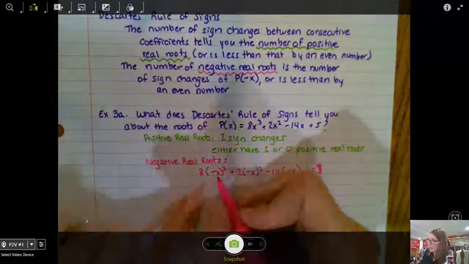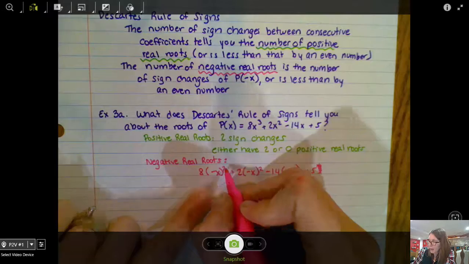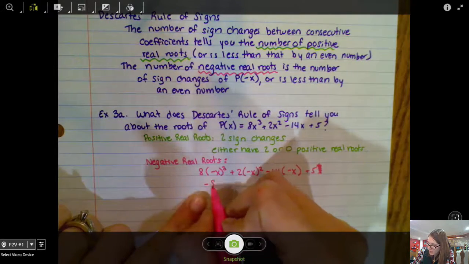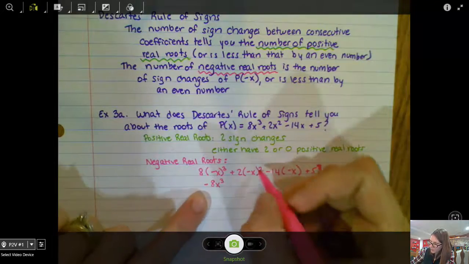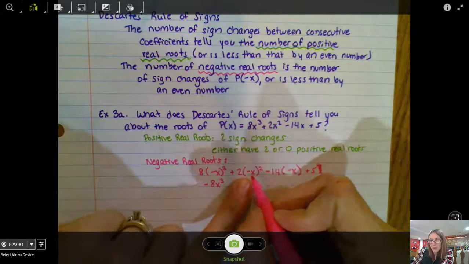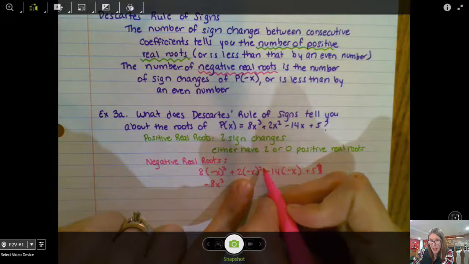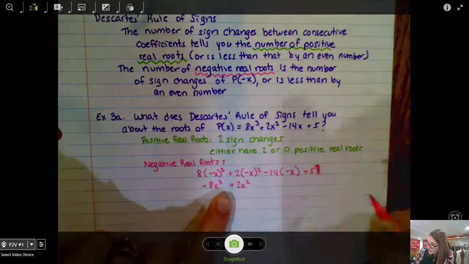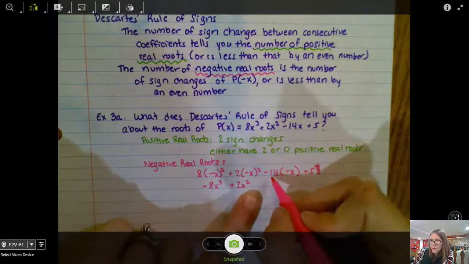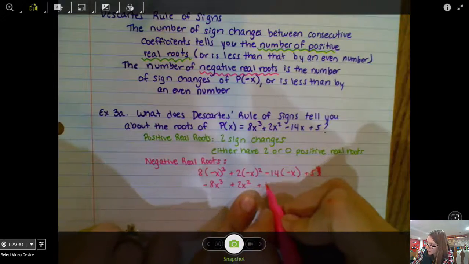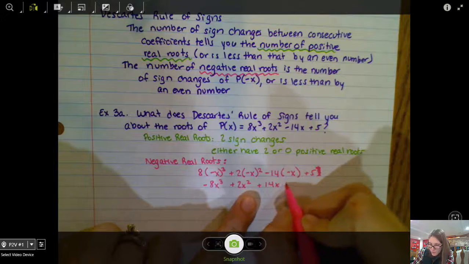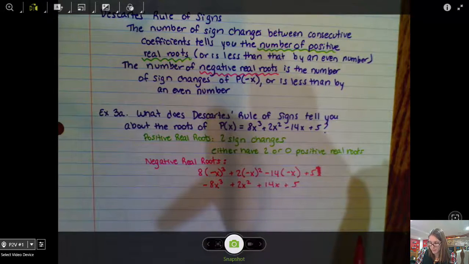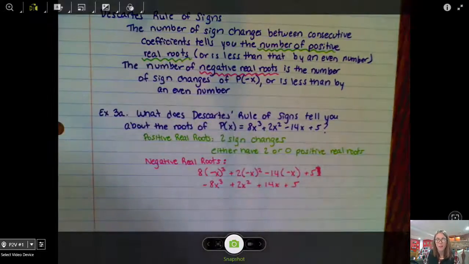If I have a negative number to the third power, it's going to be negative. So I would have a negative number times 8x to the third. If I have a negative number squared, it's going to be positive. So this would stay plus 2x squared. Negative 14 times the negative x would be plus 14x. And then plus 5. All right, now we've simplified.